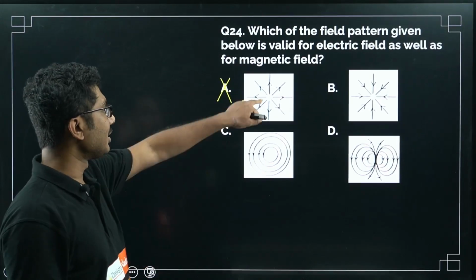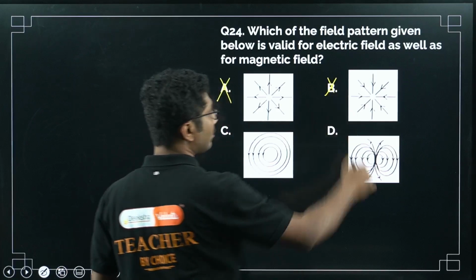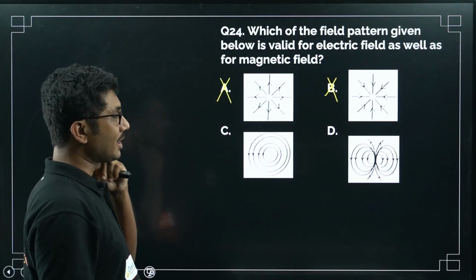Okay, because this is only for positive charge. Magnetic monopole does not exist. Okay, this is also not valid because again magnetic monopole does not exist.